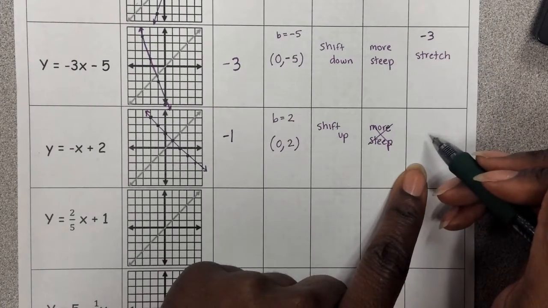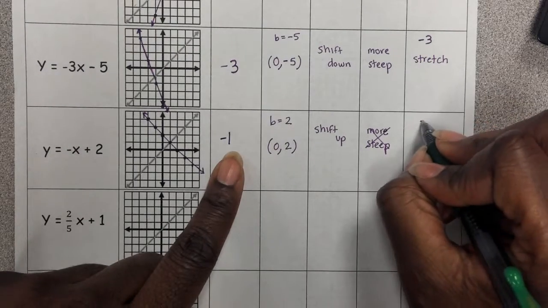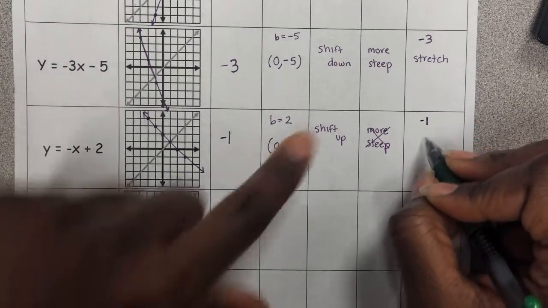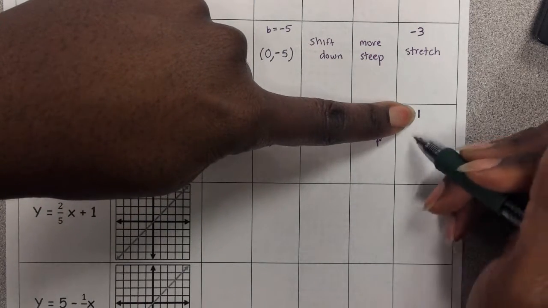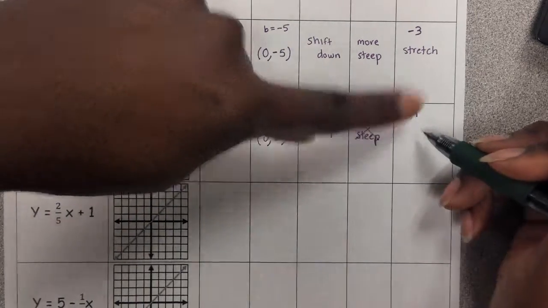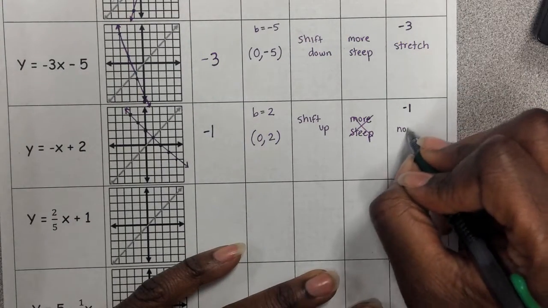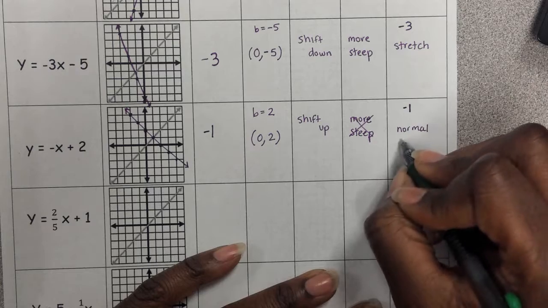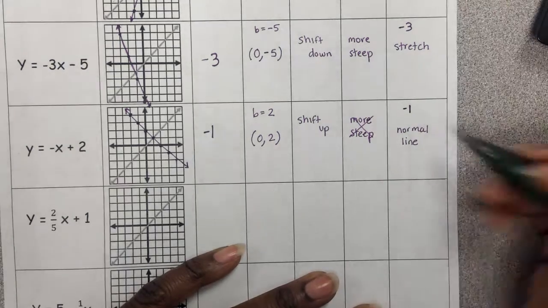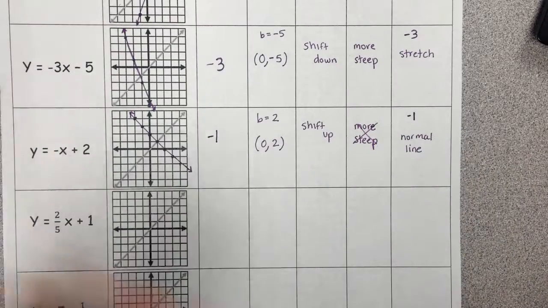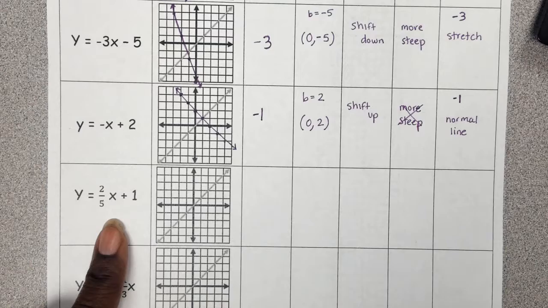But you should be able to tell me if it's stretched or compressed by looking at the slope. Looking at the -1 slope, ignoring the negative, is this number greater than 1 or is this number less than 1? It's actually equal to 1. So this one's kind of a bad example, but this one is just like a normal line. It's not really stretched, it's not compressed. This is just the basic line. The next one should be a lot better.